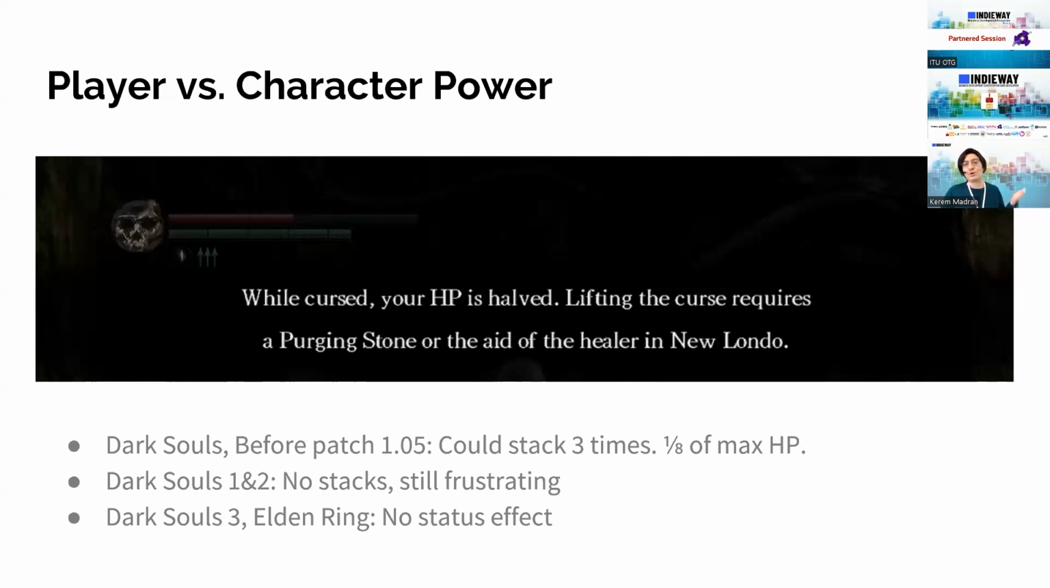Still, you have no stacks, but it is still frustrating. You are just losing your lives, but you do recover it and you keep playing. For Dark Souls 3, it is totally eliminated. You just take the competency of the player from their hand while creating a challenge. Just please think of it.